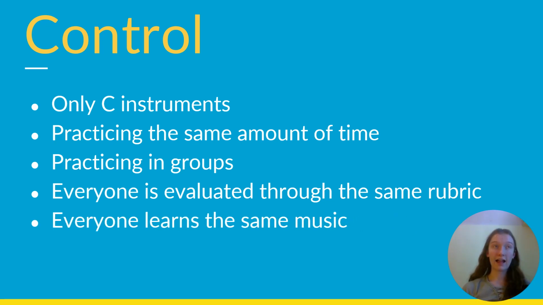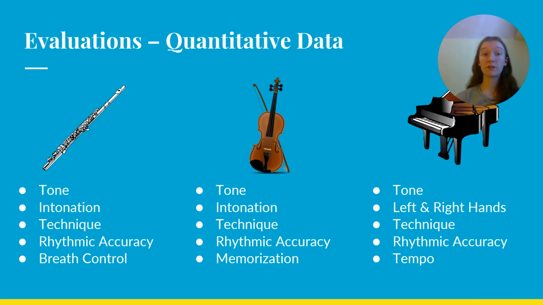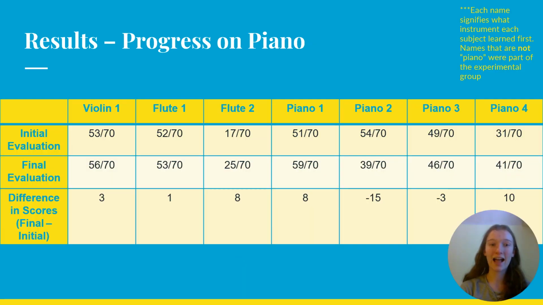For the violin, they all learned a rendition of Twinkle Twinkle Little Star. For the flute, they learned Hot Cross Buns, and for the piano, they all learned the Minuet in G major. For each instrument, we performed evaluations to obtain our quantitative data to analyze the growth on the instruments. So each instrument lists what we looked for and that's what we evaluated for, and each evaluation was out of 70 points.